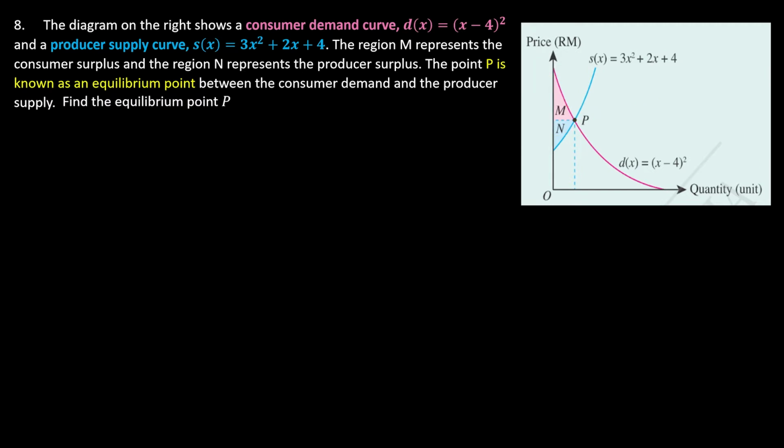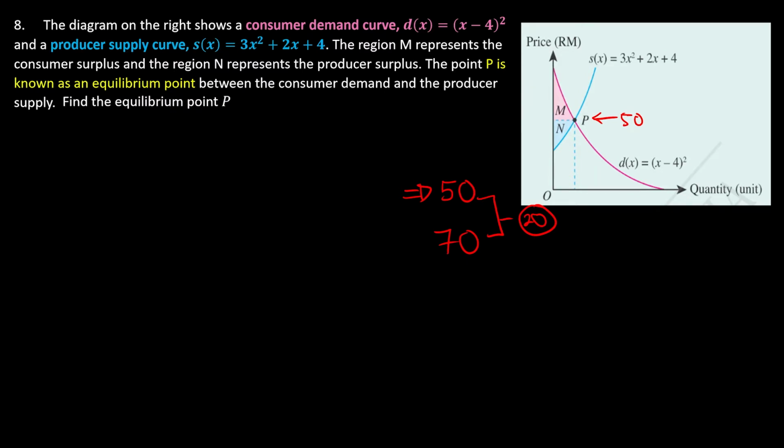So now we're going to look at region M. They say region M is the consumer surplus. Consumer surplus means that if the equilibrium price is 50 ringgit, it means that 50 ringgit is the market price, and now you're willing to pay 70 ringgit for it. So the additional 20 ringgit premium is what we call the consumer surplus. It's the price that you're willing to pay more.